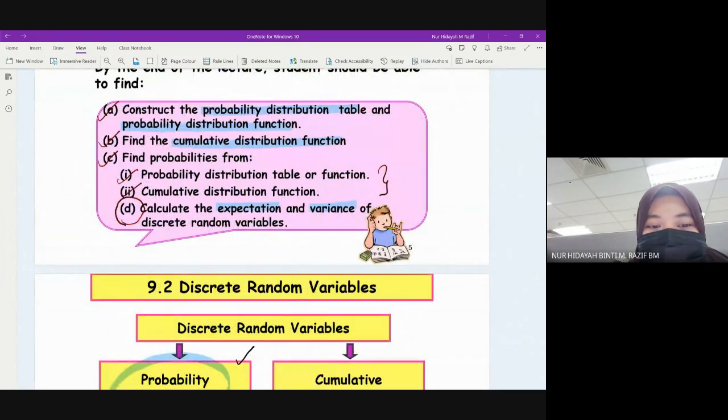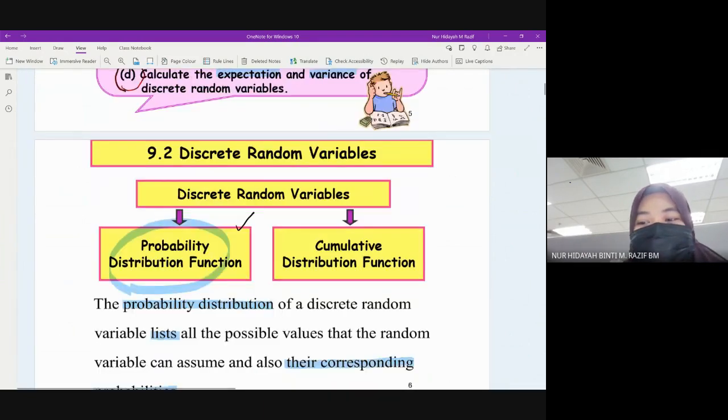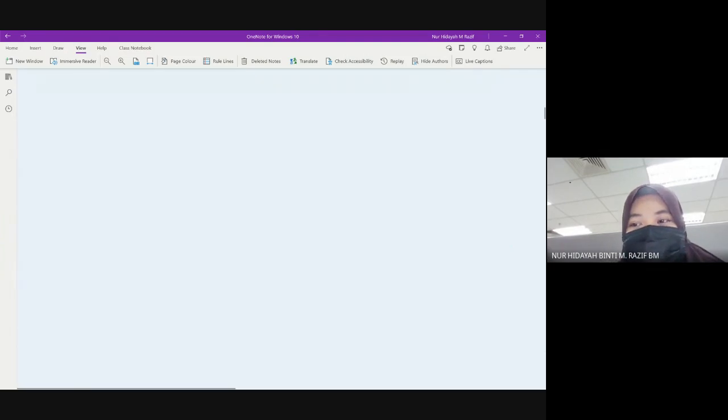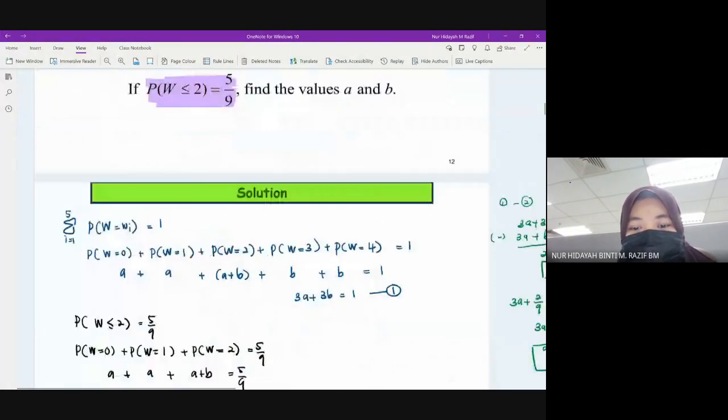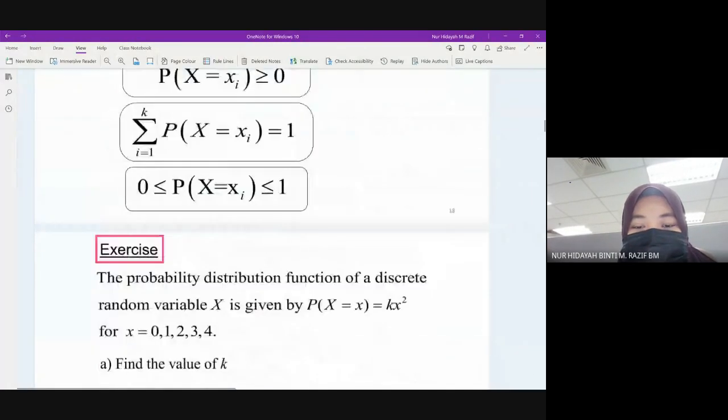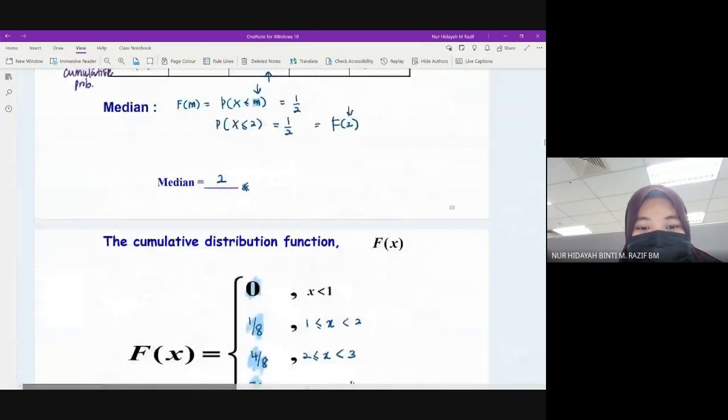Now, we are going to take a look at learning objective part D yang mana kita akan calculate the expectation and the variance of our discrete random variables. So, how do we calculate the expectation as well as the variance of the discrete random variable? Kita tengok kat sini. Okay, where is my slide?